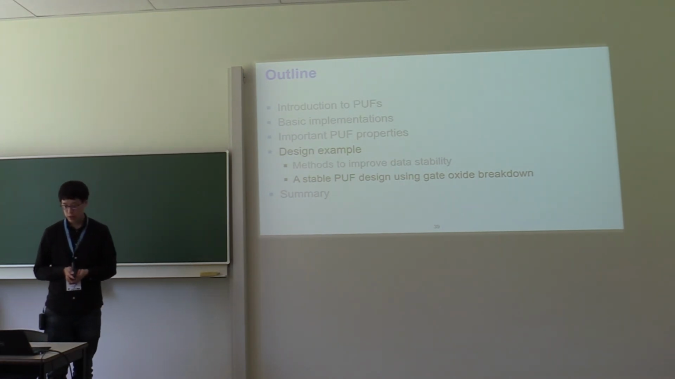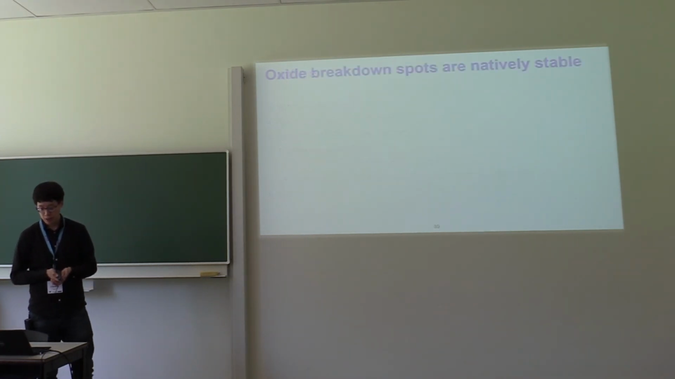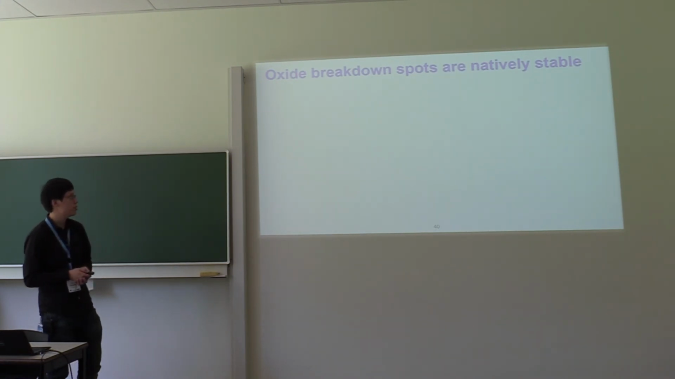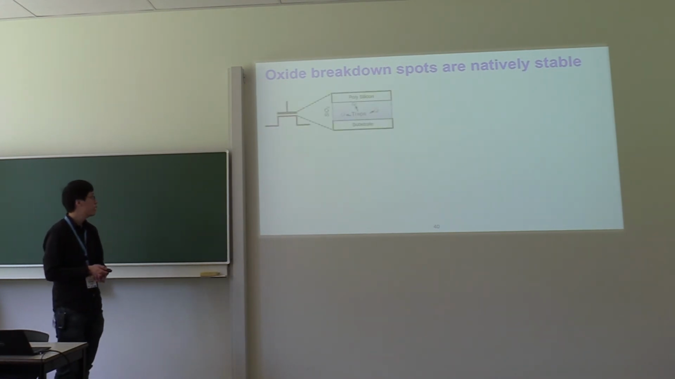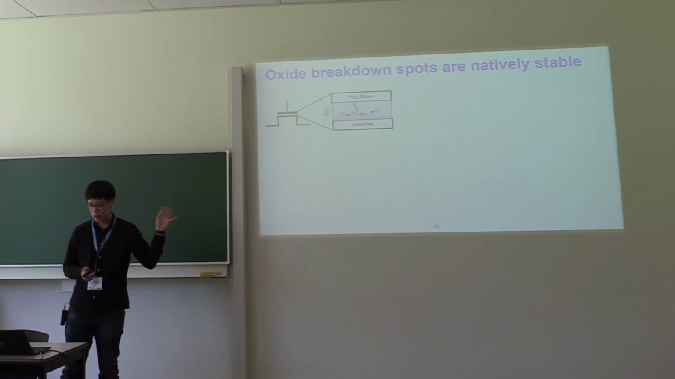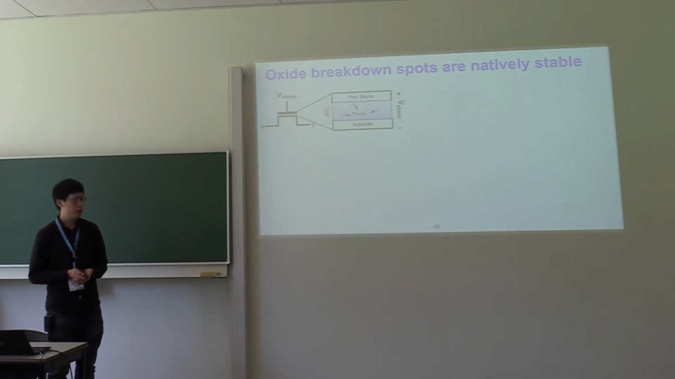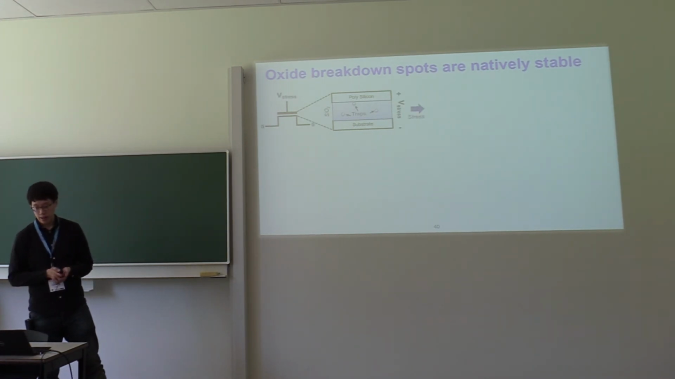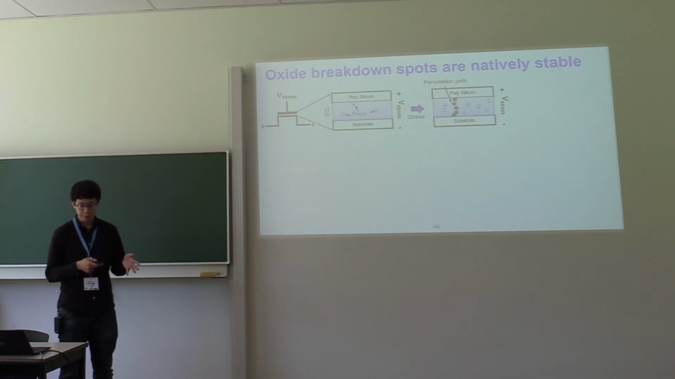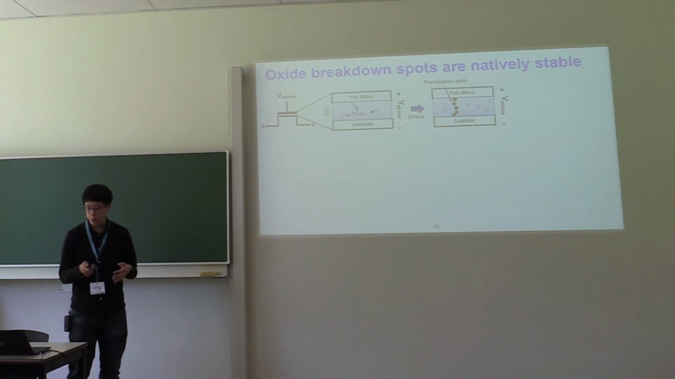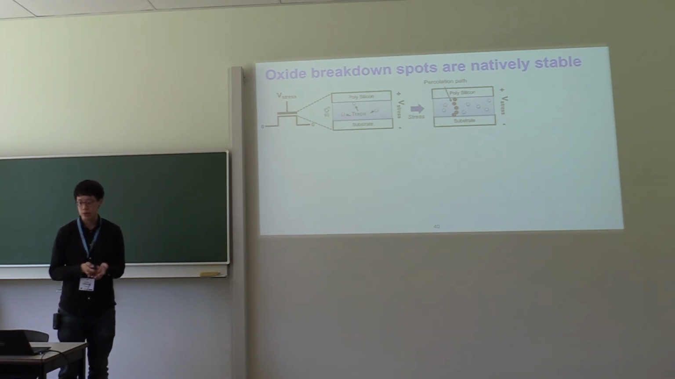We try to implement the stable PUF using what we call the gate oxide breakdown mechanism. Why do we choose gate oxide breakdown? Because we know the breakdown spots in transistors are natively stable. How does it come about? We have a transistor with an oxide, and in the oxide you have traps, either originally or introduced later on. For example, we stress the transistor and it will generate more traps, and if some of the traps are more likely to be connected, they form a so-called percolation path, and it starts conducting more current.